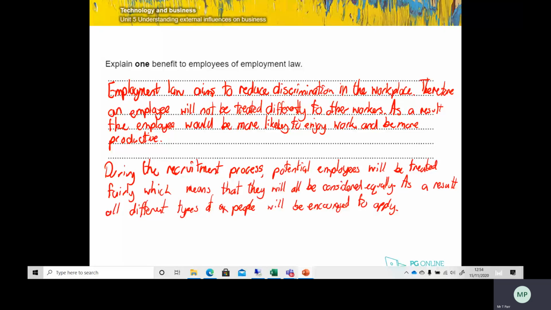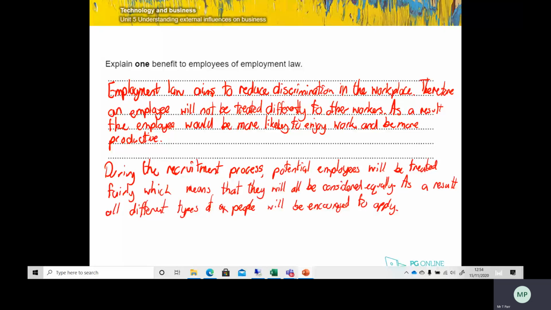We could also talk about pay as well. A benefit to employees would be the fact that they would be paid the national minimum wage. This would result in employees guaranteeing how much they will be earning. Therefore, they're going to be more productive and work harder. Also, if you're working on an hourly rate, you could choose to work more hours or less hours if possible.